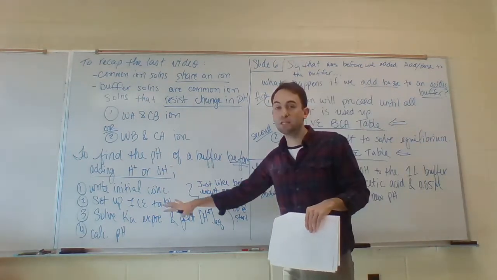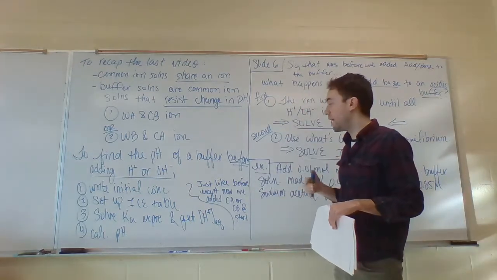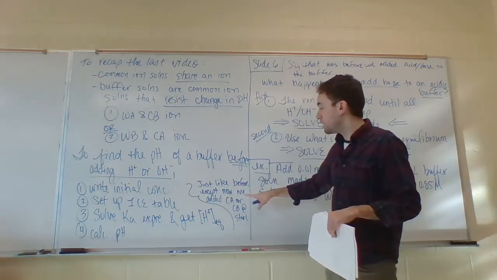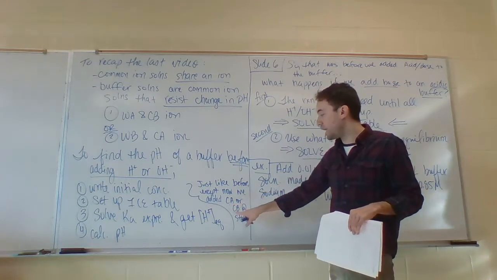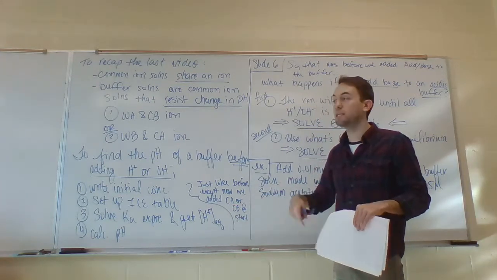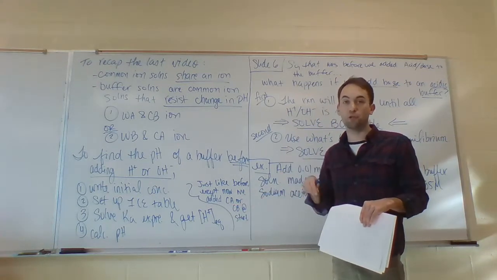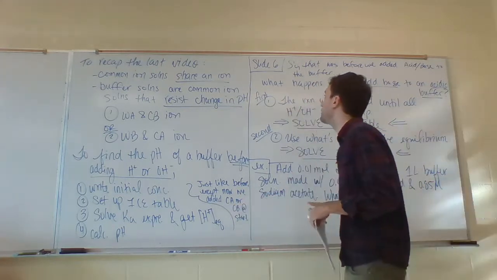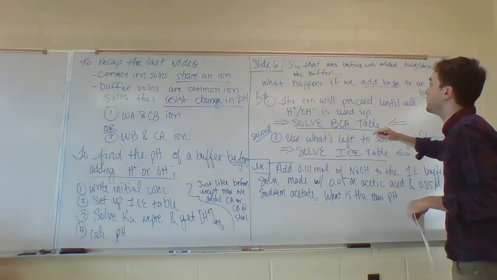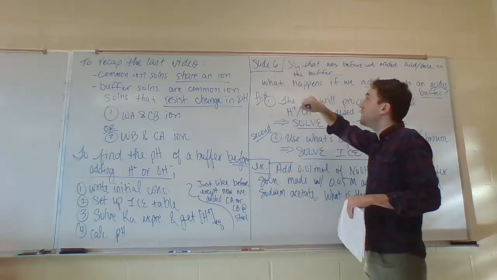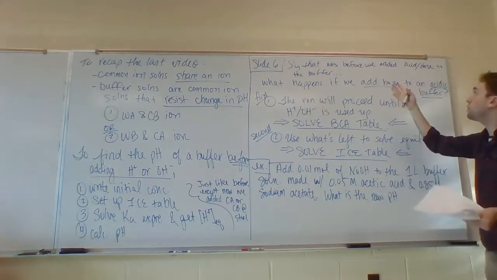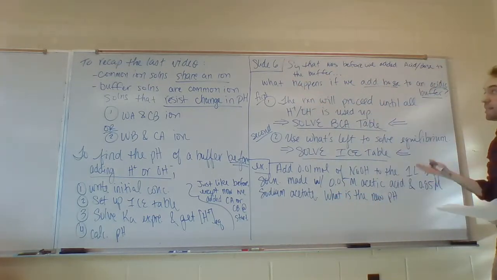Now, this is just like what we did before last week, except now we add a little bit of conjugate acid or base at the start in our ice table, in that initial row, just like the example I did in our last video. Now, continuing to slide 6, that was before we added any extra acid or base into that buffer solution.